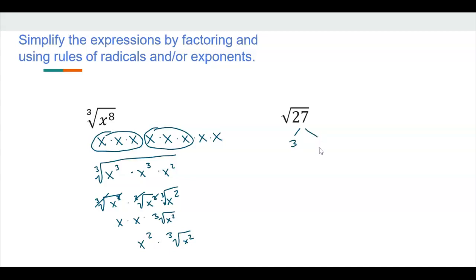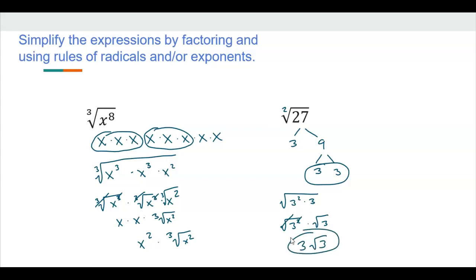We can factor this again. 3 times 9 is 27, and then 9 factors into 3 and 3. This is a square root, so we're looking for pairs, groups of 2. We can write this as the square root of 3 squared times 3, which splits out to square root of 3 squared times square root of 3. Square and square root will cancel, and we just get 3 root 3. So that is the same as the square root of 27, 3 root 3.